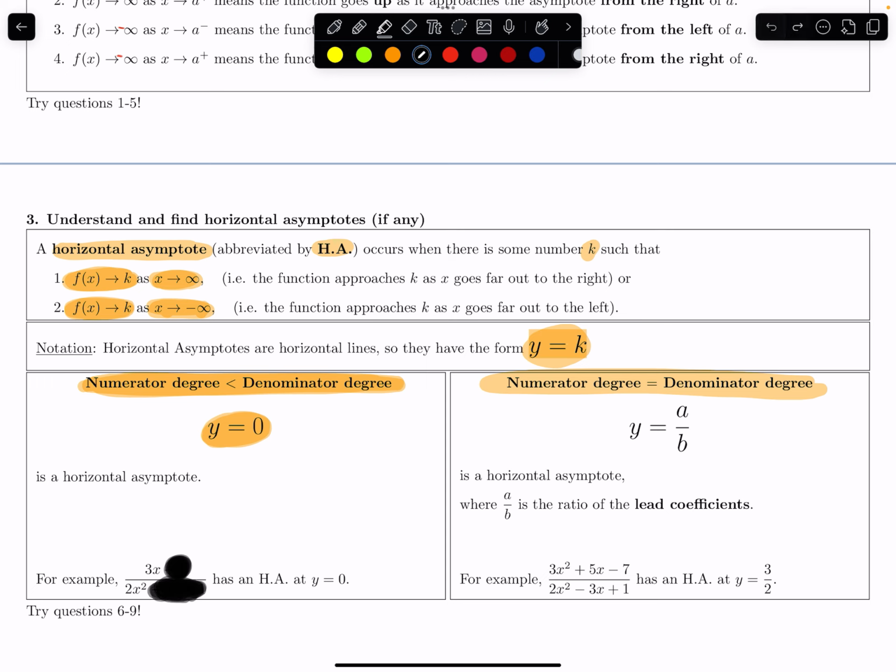Now, if the top is a lower power than the bottom, that bottom number is going to overpower the top, and it's going to end up looking like 0. So it's going to get closer to y equals 0.